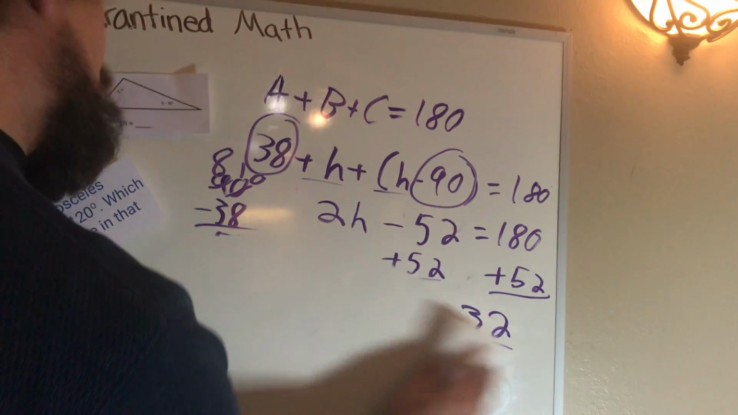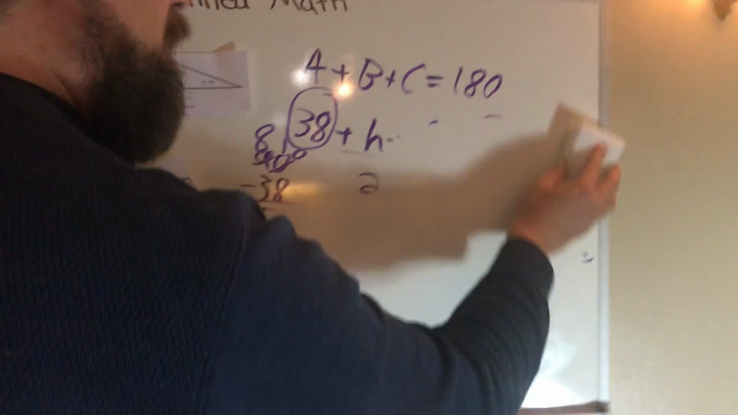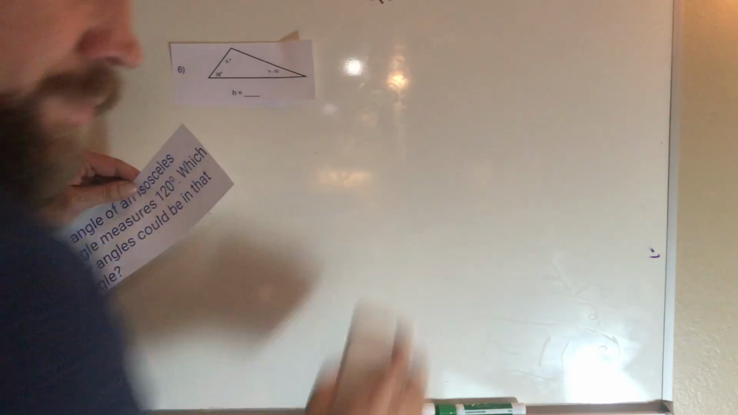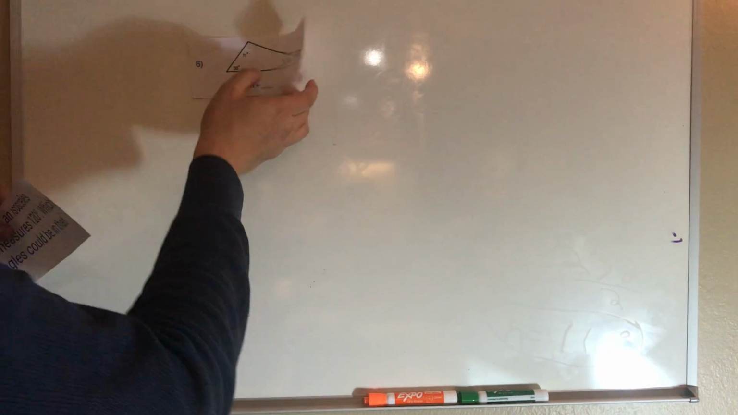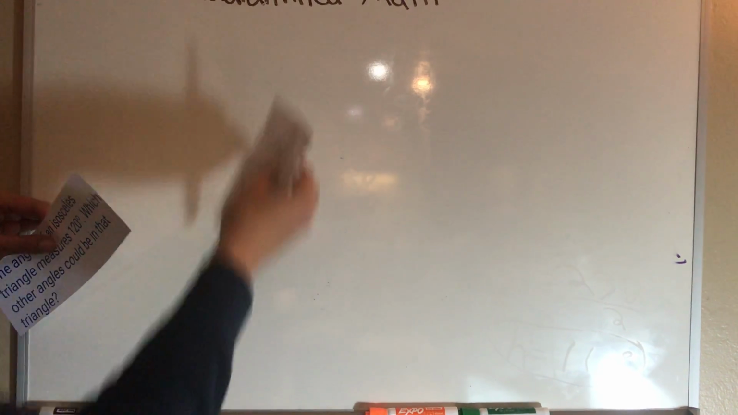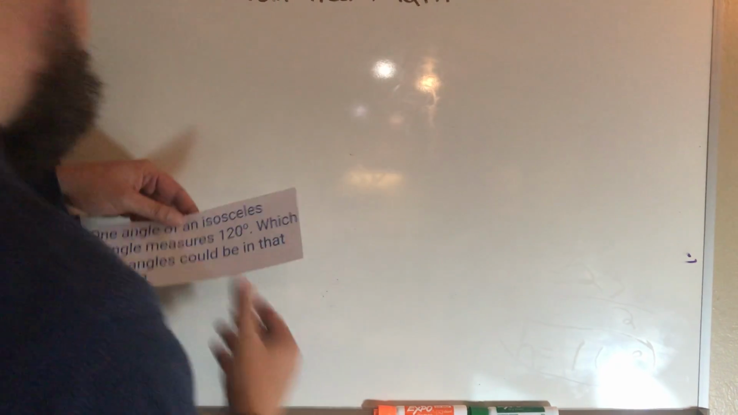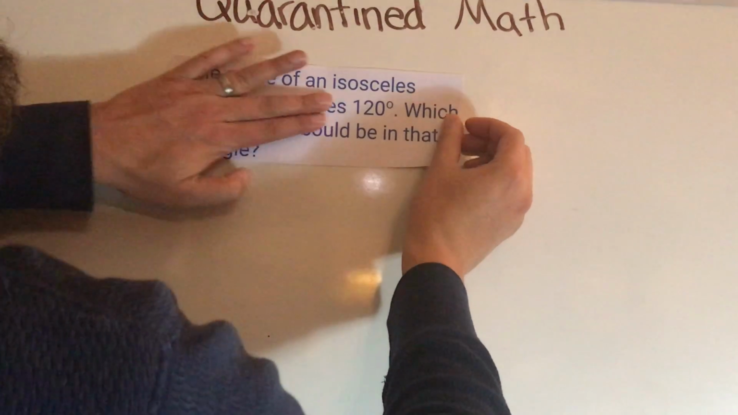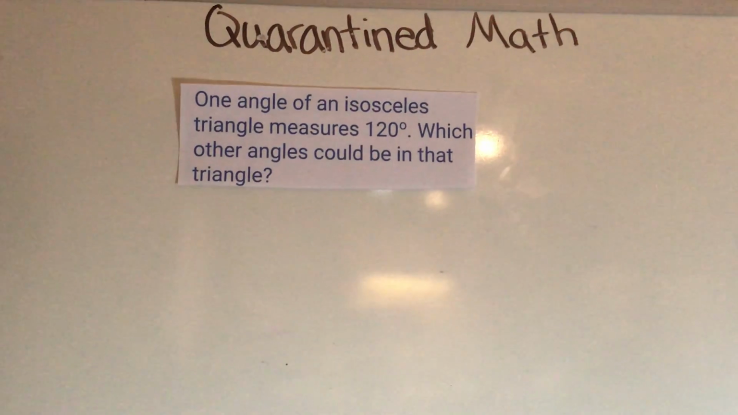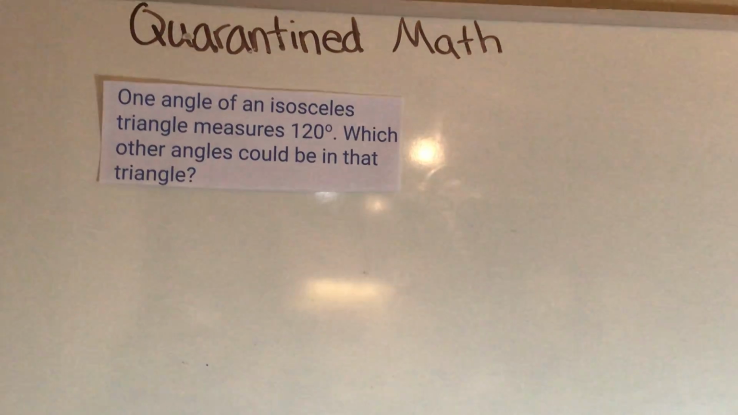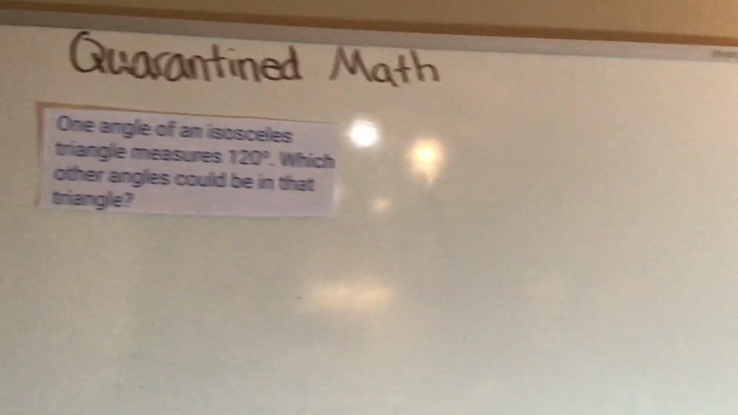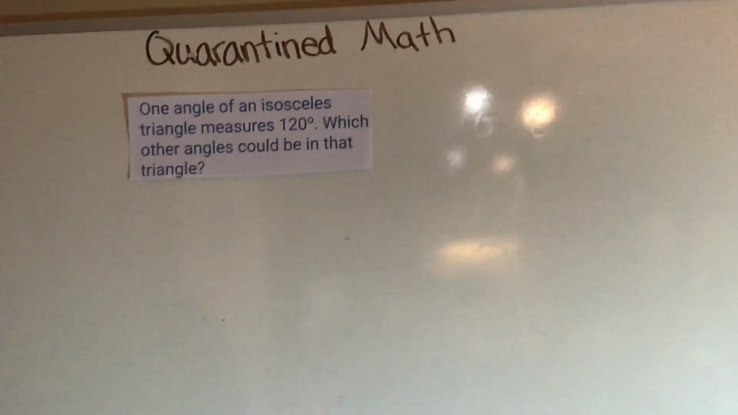All right. So, this last one that we have right here. I noticed some people on the IXL struggling on this part. Okay. There'll be some more IXL today. Let's just get it done. Ask questions along the way. A lot of fun. One angle of an isosceles triangle measures 120 degrees. Which other angles could be in that triangle?